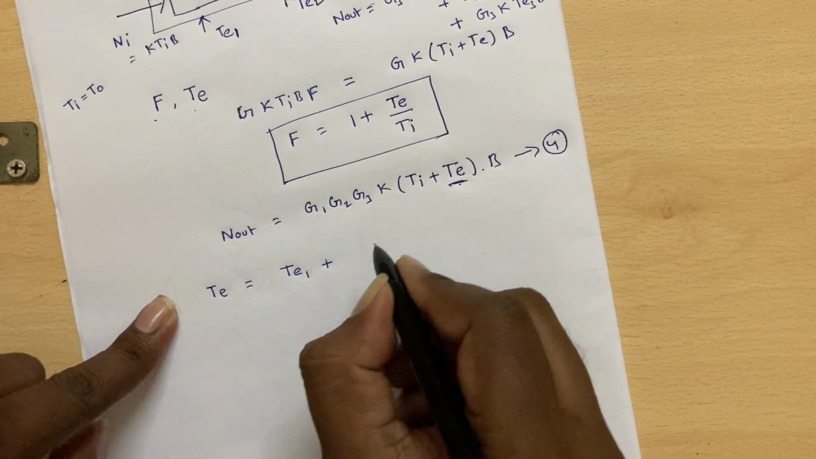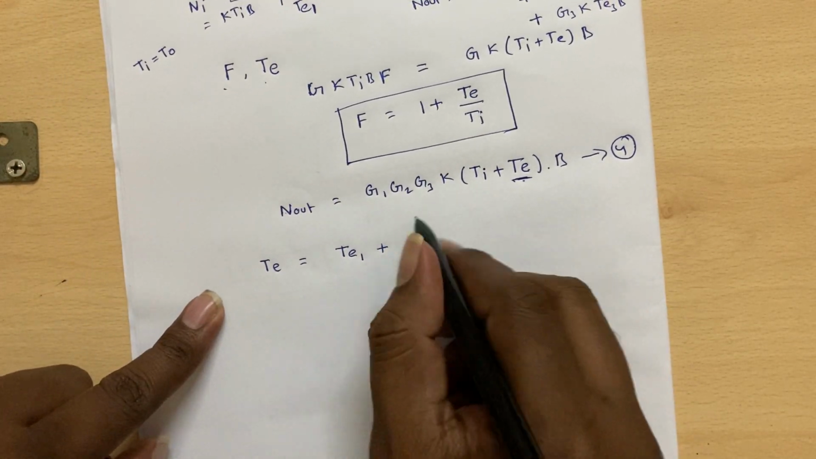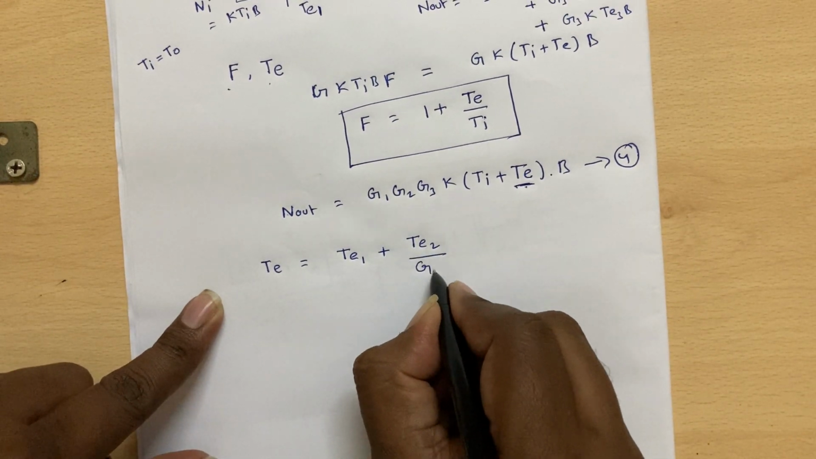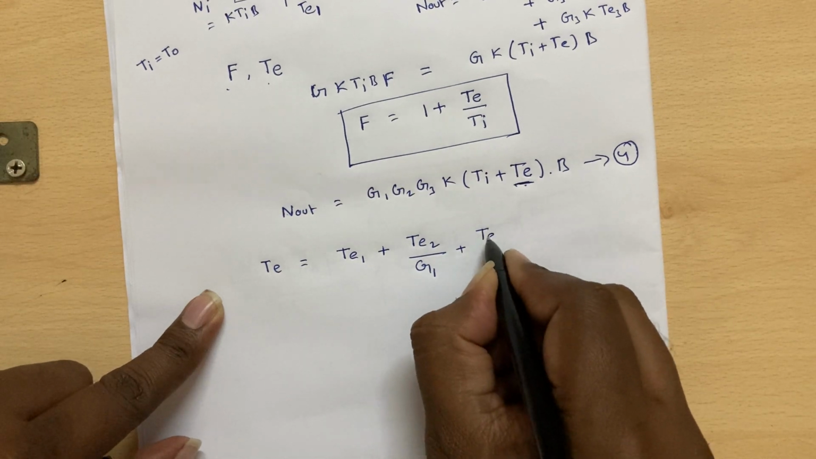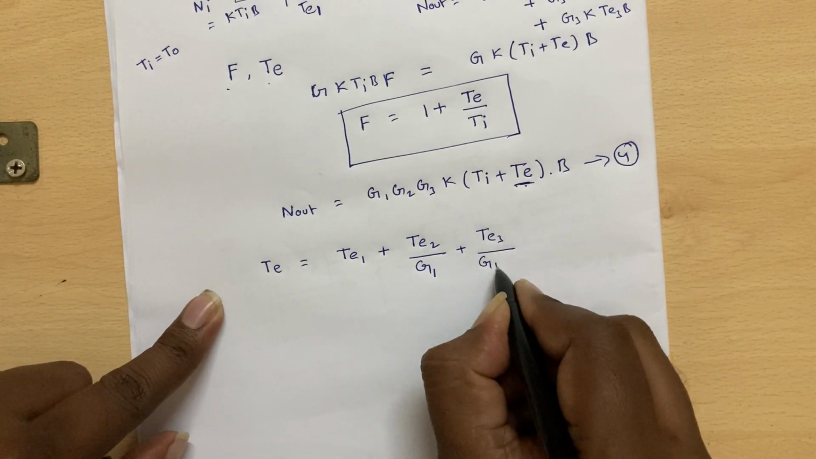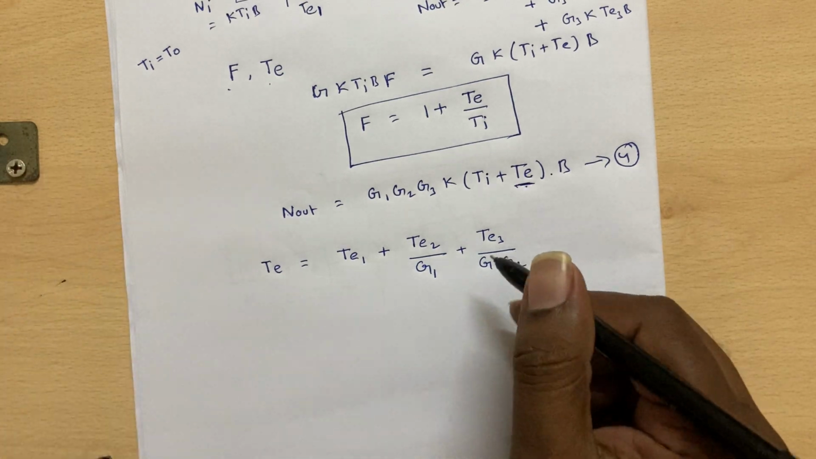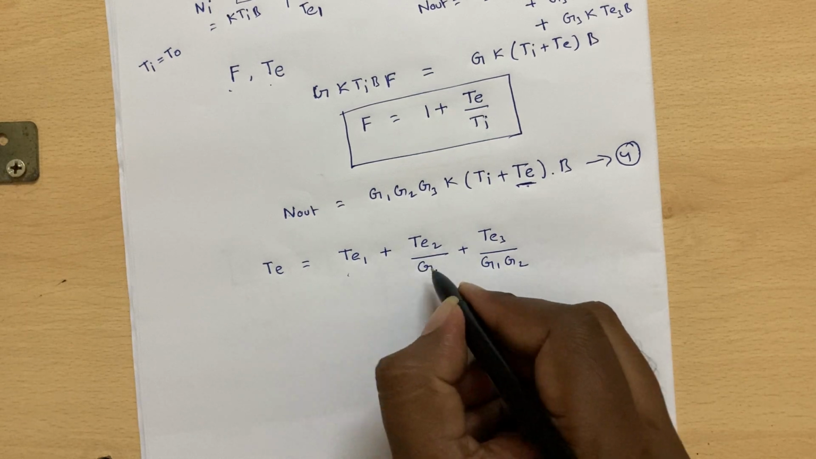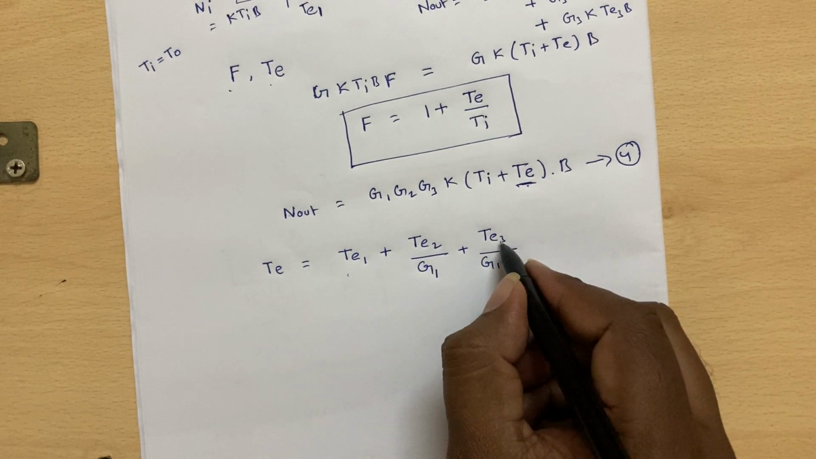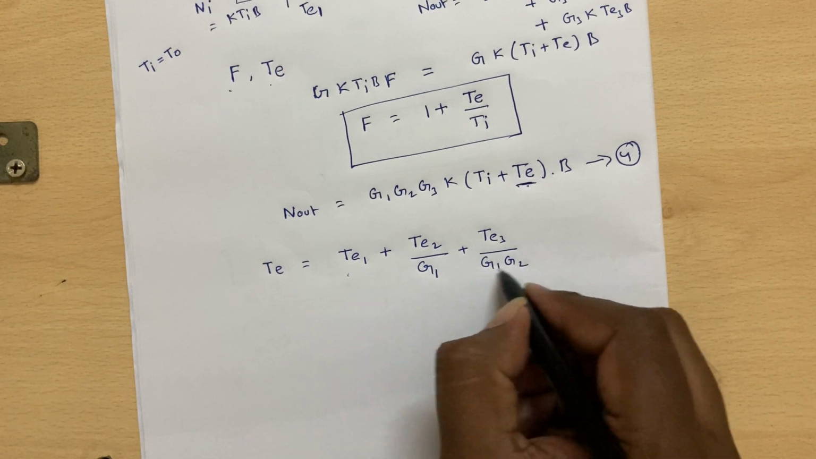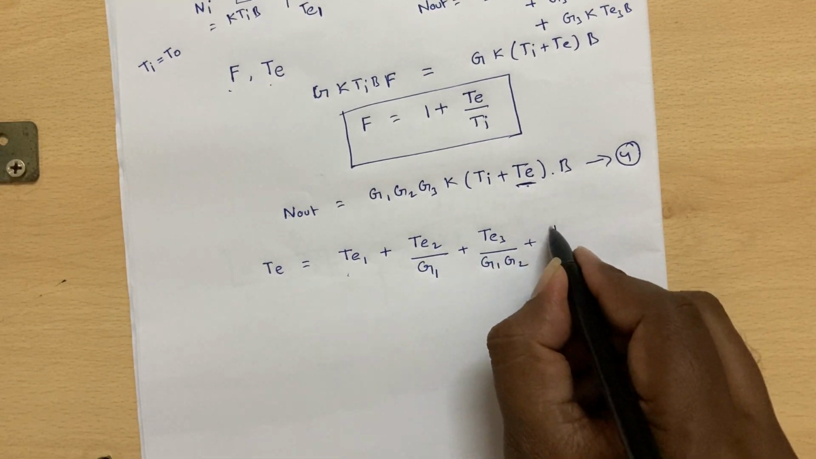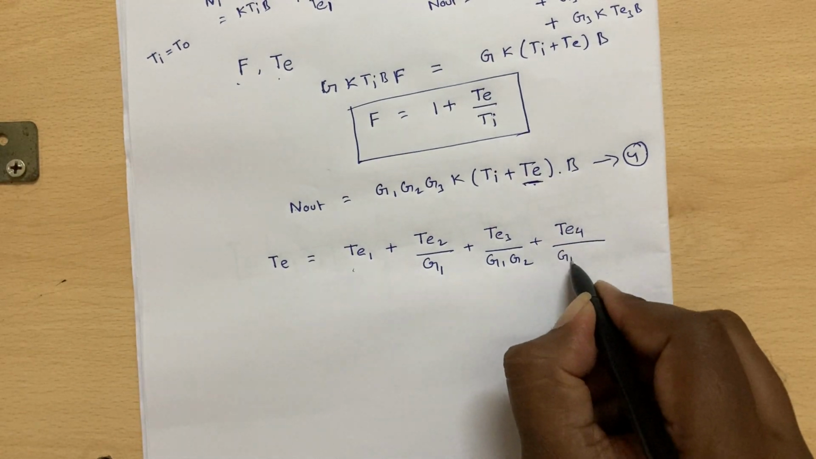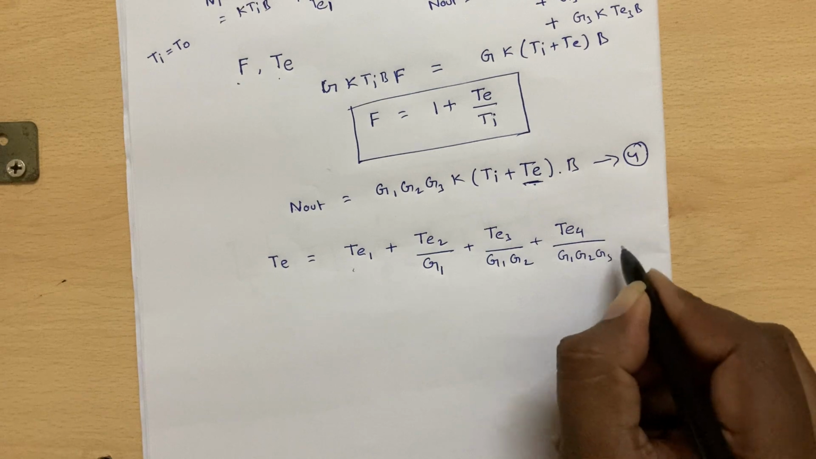TE is equal to TE1 plus T2 by G1 plus T3 by G1 G2. So the first stage noise temperature, plus the second stage noise temperature divided by the previous stage gain, and the third stage noise temperature divided by the previous stages' gain multiplication. And if there is a fourth stage also, then the equivalent noise temperature will have the next term divided by G1, G2, G3 and so on.